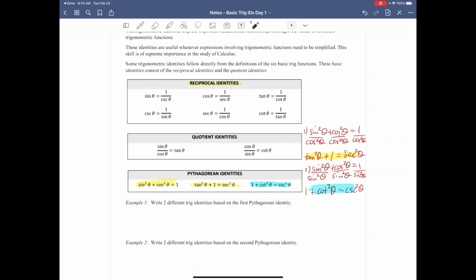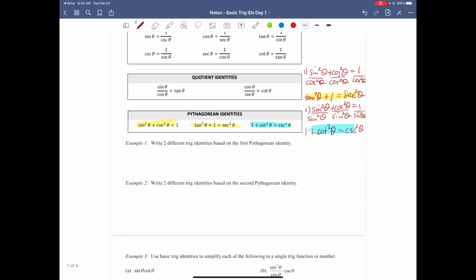And so to tell you the truth, I don't really even have these memorized. I have this one memorized along with these super basic ones in the first two boxes, and whenever I need to use one of these, I just derive them using the method that I just showed you.